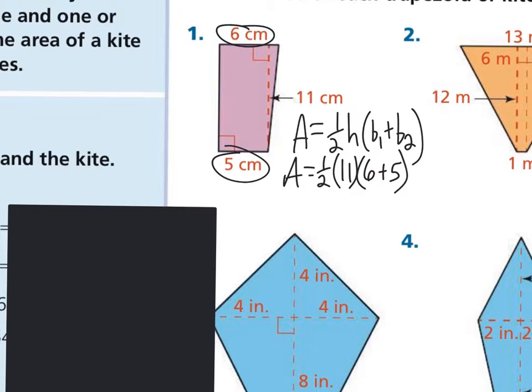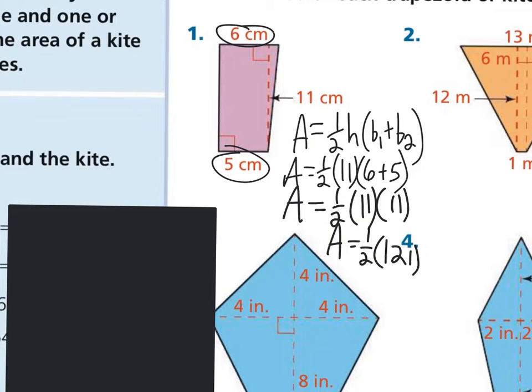From this point then, we could just go ahead and add the bases together. So 6 plus 5 is 11. 11 is not an even number, so if you want to, you could go ahead and multiply these in whatever order you want. So if you wanted to, you could do 11 times 11 is 121, and then you could take half of that, would be 60 and a half, or 60.5 square centimeters.